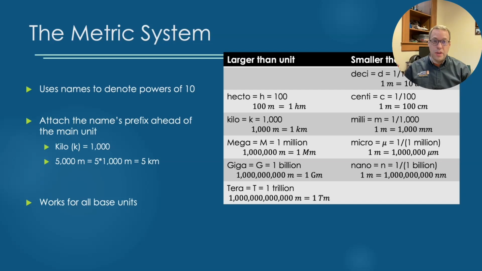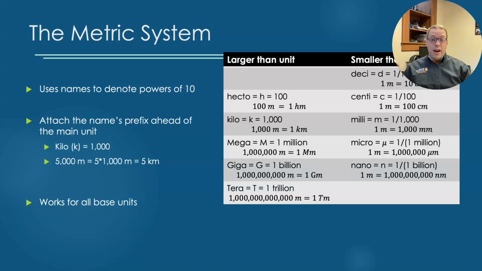So kilo means 1,000. So anytime I have a number with the word thousand in it, I can replace that 1,000 with kilo. So if I have 5,000 meters, I replace 1,000 and have 5 kilometers, or 5 kilometers is a more common way of pronouncing it here in America, at least. 5 kilometers then would be 5,000 meters.